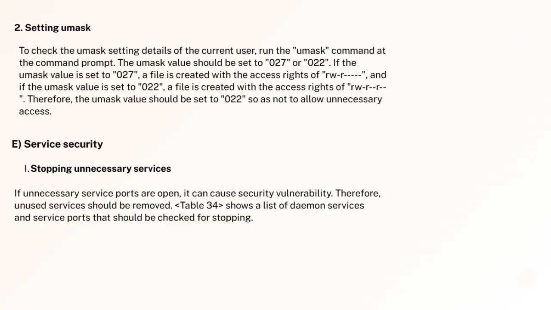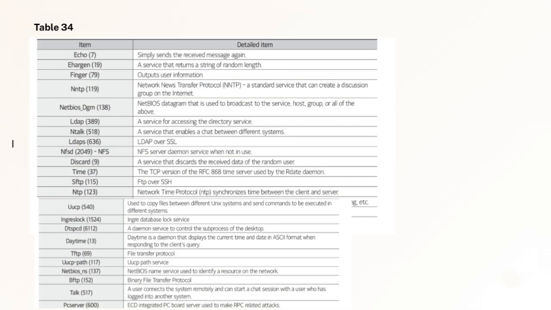Stopping unnecessary services. If unnecessary service ports are open, it can cause security vulnerabilities. Therefore, unused services should be removed. Table 34 shows a list of daemon services and service ports that should be checked for stopping. So this is table 34. So this is item and detailed item.